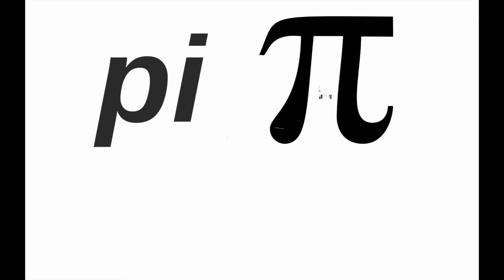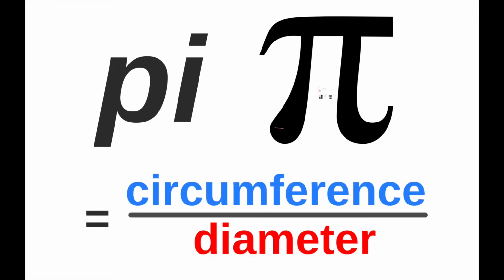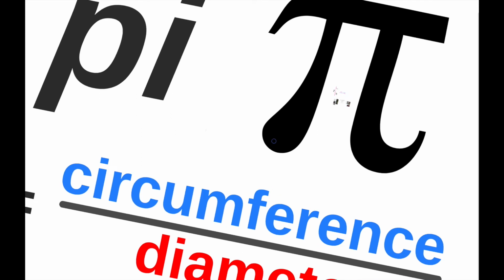Pi is defined as the circumference of a circle divided by its diameter. No matter what circle you have, this is always an equal ratio. Let's see if we can convince ourselves that that's actually true.